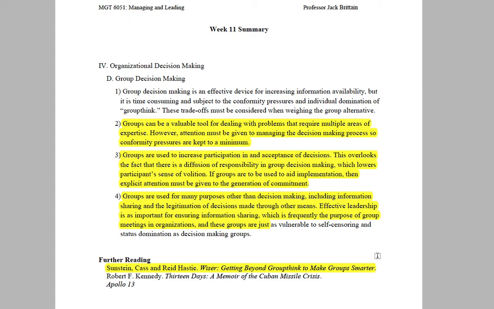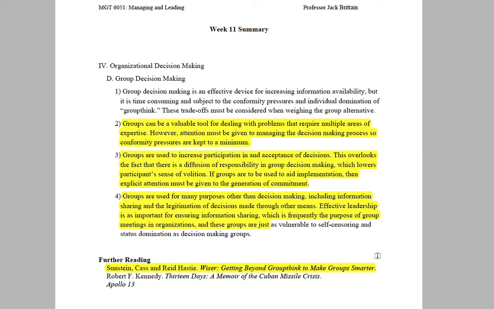The Robert Kennedy book, 13 Days, a memoir of the Cuban Missile Crisis, takes you through the whole group process. They mention and talk about what they learned from the Bay of Pigs invasion, which was a catastrophe, and how they did things differently in the Cuban Missile Crisis. So it's very great information on a group and how it struggled with really significant decisions.